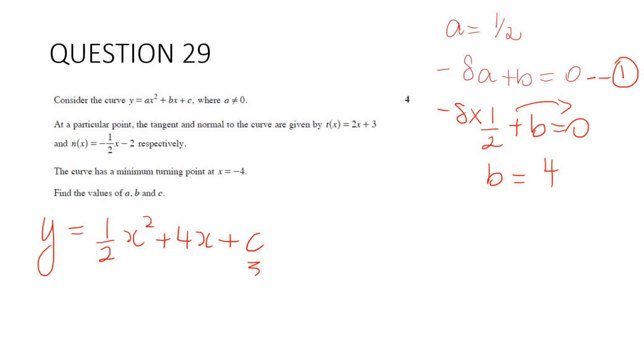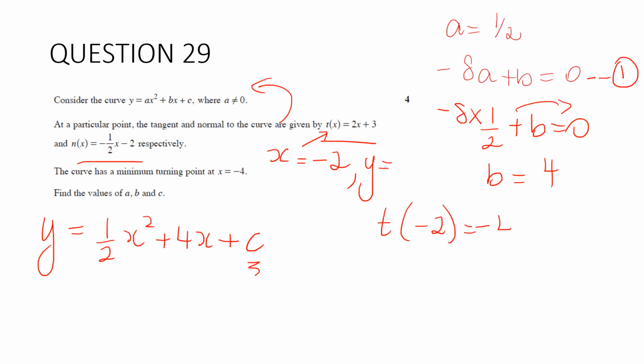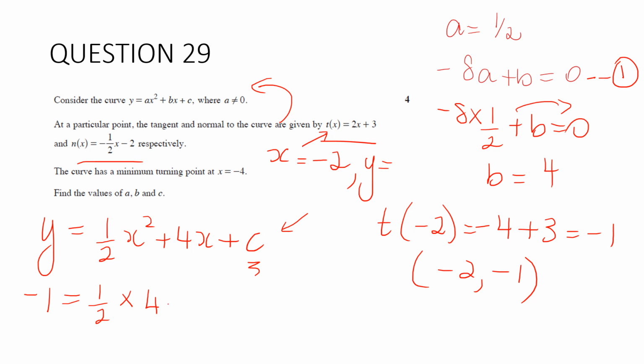Now remember how I said these two equations met when x is equal to -2? If we substitute the -2 into either one, we're going to get the y coordinate, and that point lies on this curve. So let's do t of -2. That's -4 plus 3 is -1. That means the point -2, -1 lies on the curve. Let's substitute it in here and figure out c. -1 is equal to 1/2 times 4 plus 4 times -2 plus c.